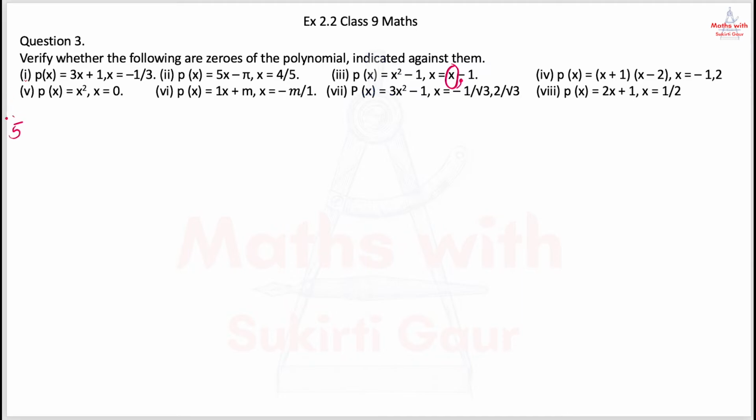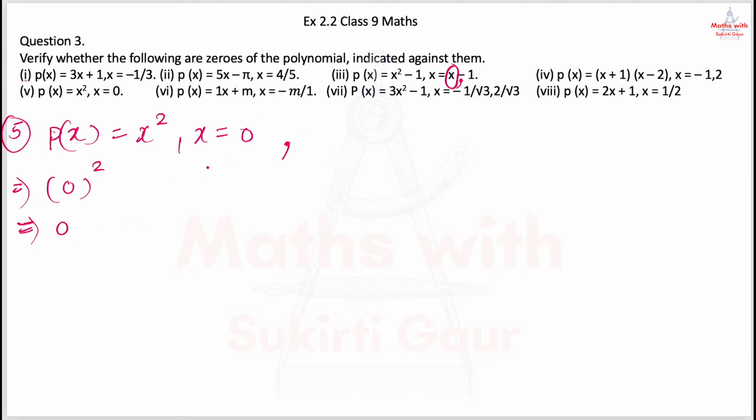Now the fifth part is p(x) = x square, where x will be taken as 0. Put the value of x = 0, 0 square. Oh my god, now we are getting very simple, extremely simple questions. So we got 0, yes, x = 0 is the 0 of this polynomial.